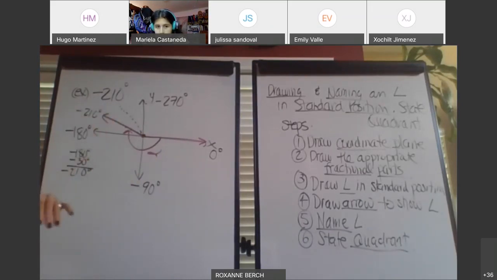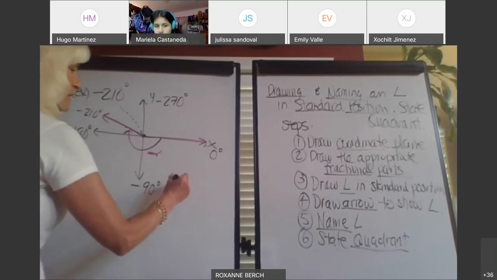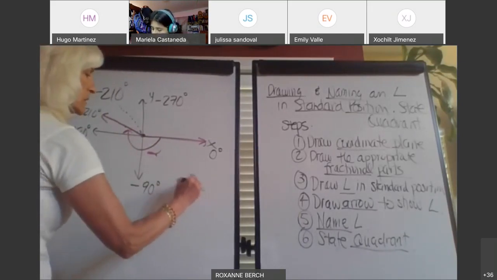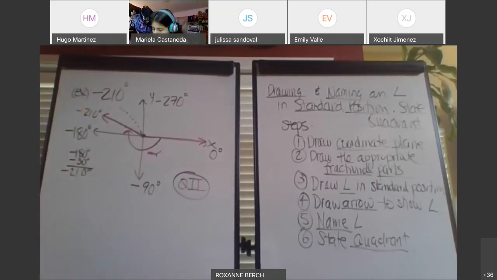So let me just go through all the parts here. I drew my coordinate plane. I showed appropriate fractional parts, how I got it. I drew the angle in standard position, initial side, terminal side. I showed the arrow to show the angle rotation. I named the angle alpha, and I need to state the quadrant. So since the terminal side is in quadrant 2, that would be quadrant 2.